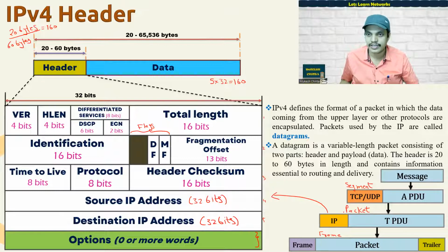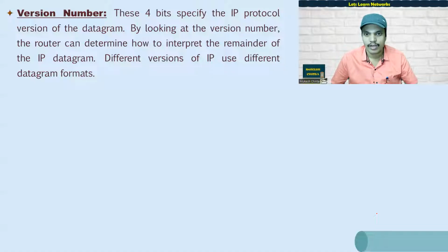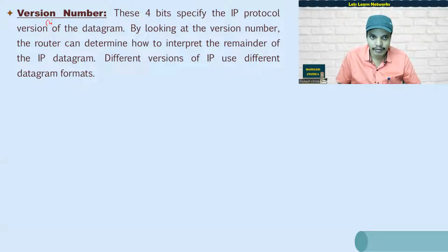This is the header which is added to the transport layer's forwarded data, the segment, as we encapsulate it. So let us start discussing each one of these fields in detail. The first field is the version number, which is 4 bits in length. As I told you, there are 2 versions of IP: IPv4 and IPv6. For IPv4, the version is 4. These 4 bits specify the IP protocol version of the datagram. Because it's IPv4, this value will contain 4.